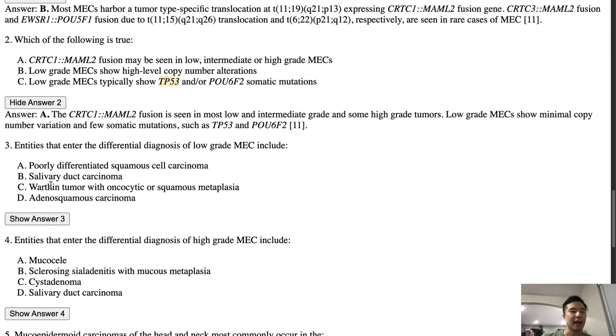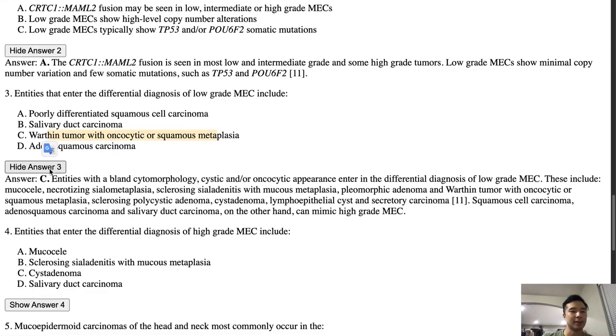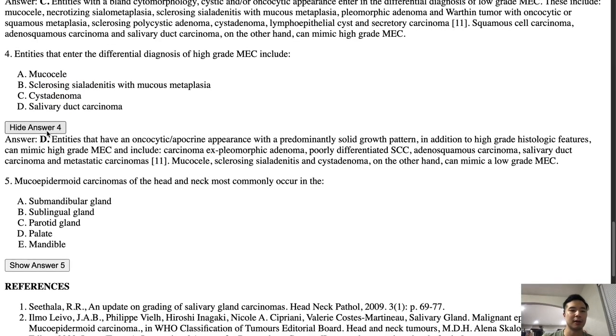Yep. Entities that enter the differential diagnosis of low-grade mucoep, we talked about this. It could be a Warthin tumor with oncocytic or squamous metaplasia. Entities that enter the differential diagnosis of high-grade MEC include, so it's scary looking, right? It's predominantly solid, so it's not going to be a cystadenoma, it's not a mucocele, not a sclerosing sialadenitis, because there's not as much inflammation. So it'll be salivary duct carcinoma.